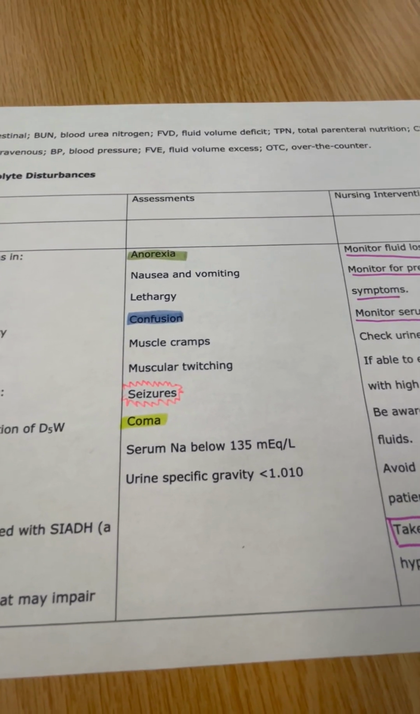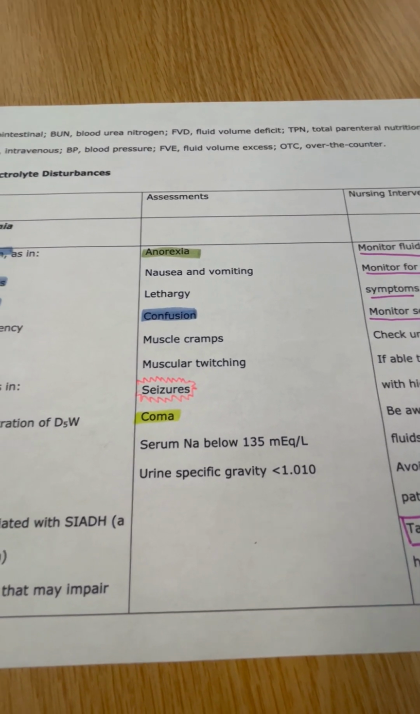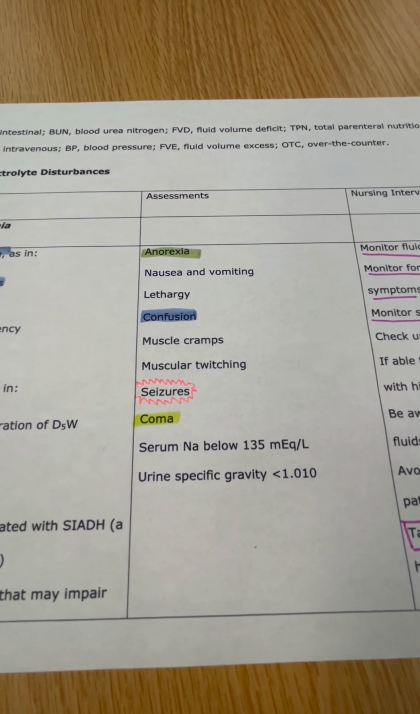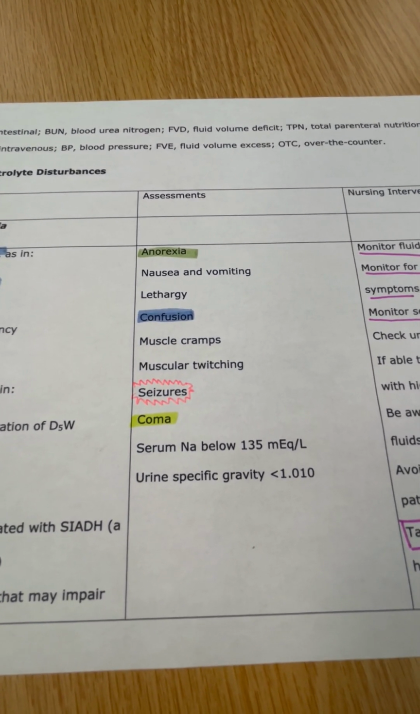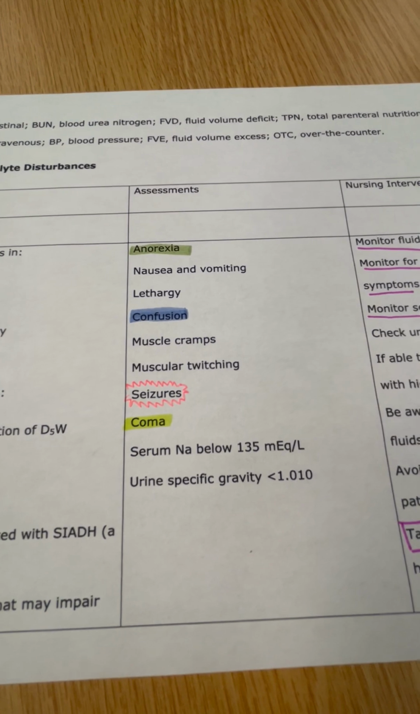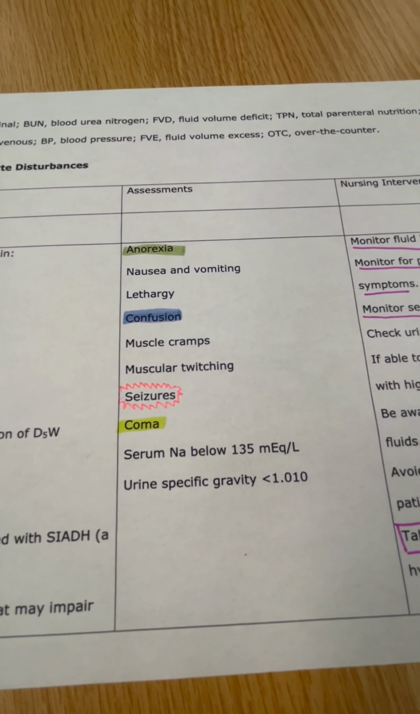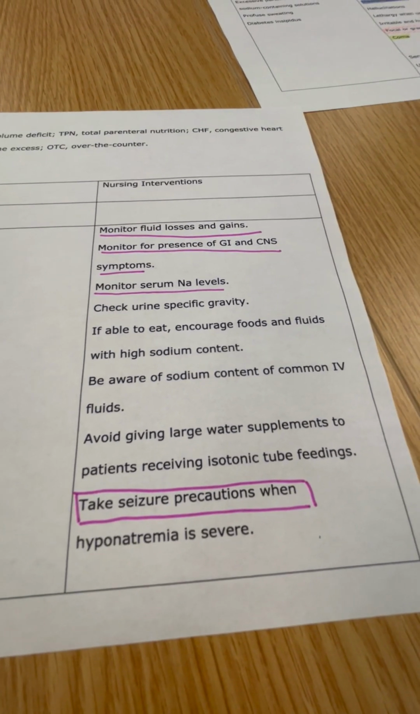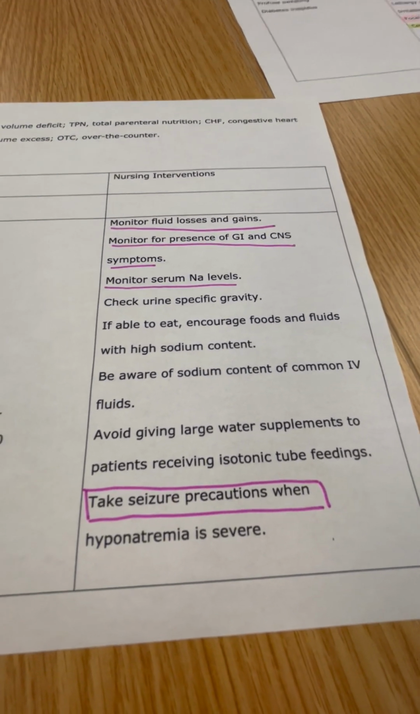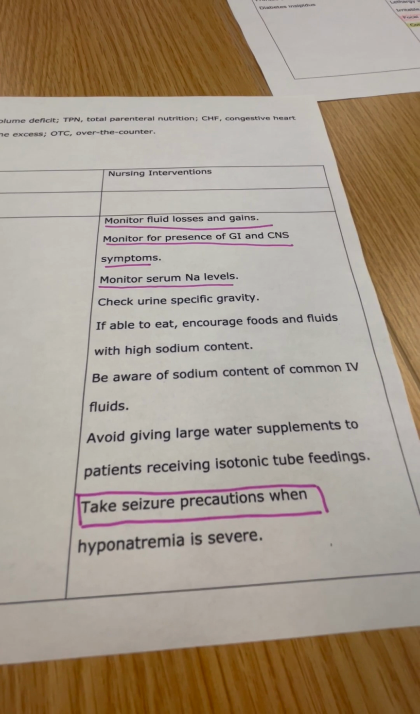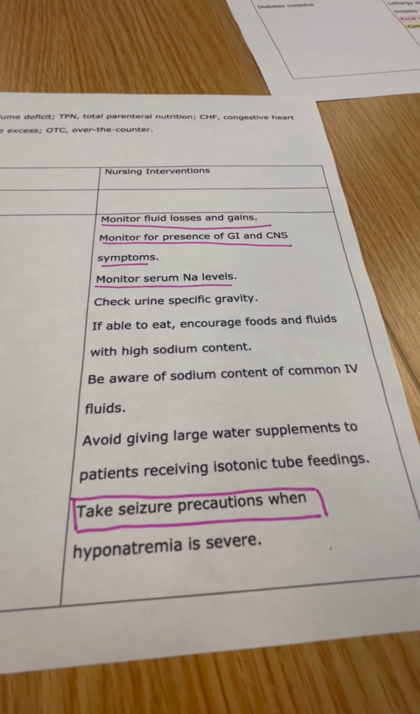You want to look at the assessment data, what's important. So anorexia, confusion, seizures, coma. We know it's a serum sodium below 135. And then the things that the nurse does, including those that require orders, and then independent nursing orders.